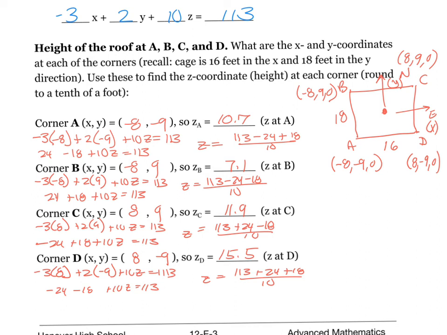Well, remember that the height of the center post is 10 feet and the roof is tipped at an angle. So I would expect that the heights at the corners of the roof would cluster somewhere in the neighborhood of 10-ish. And we've got A at 10.7, B at 7.1, and C at 11.9, and then D at 15.5.